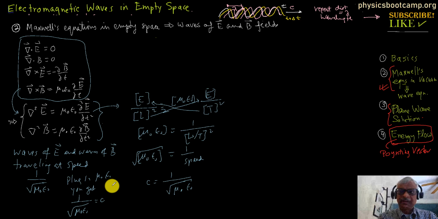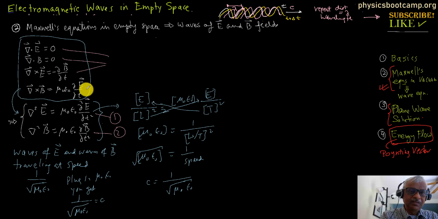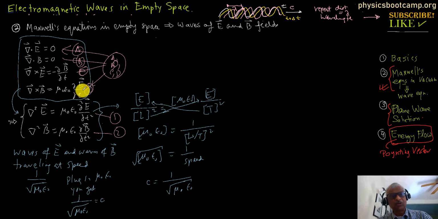One thing to notice is that these waves not only satisfy equations 1 and 2, but must also satisfy these. All these 4 equations must be satisfied. Let's call them A, B, C, and D. So this is equation A, this is equation B, this is C, D. So the waves must also obey Maxwell's equations.